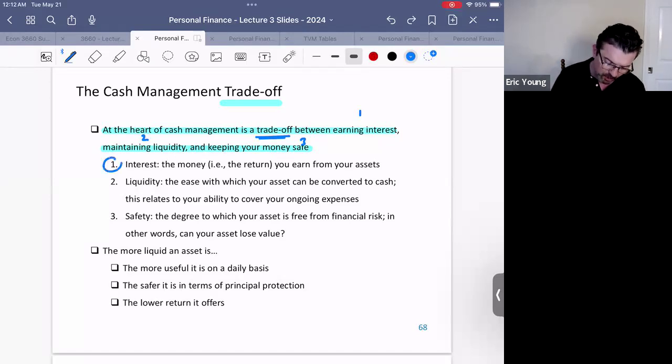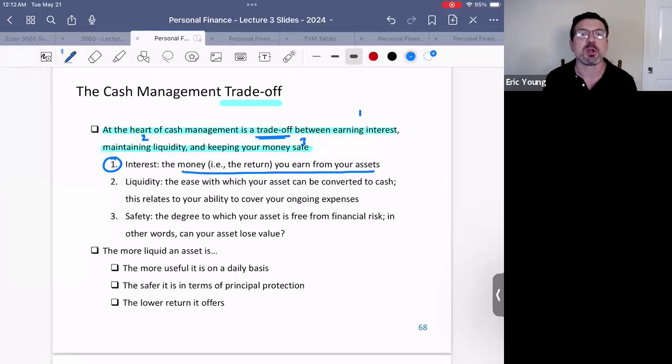Okay, so number one, interest is at its core the money that you earn from deploying your assets. Interest is also called return. So you'll hear, what's your return, what's your yield, what's your gain, but it's the return, the interest that you earn on your money.